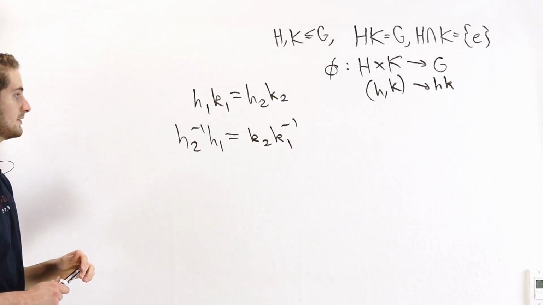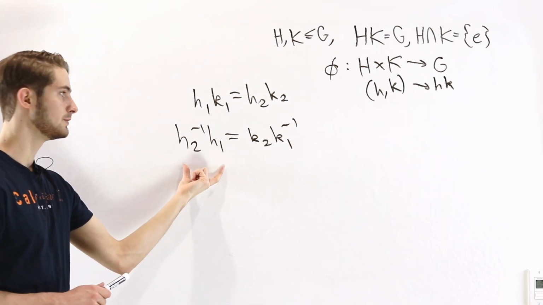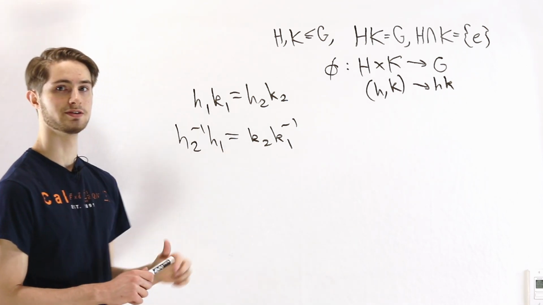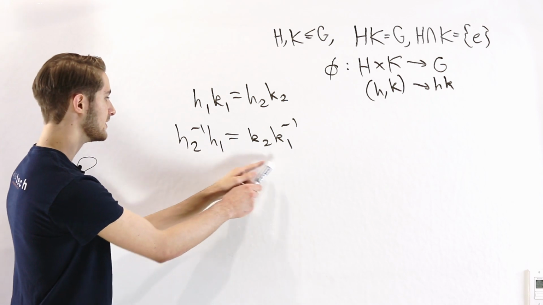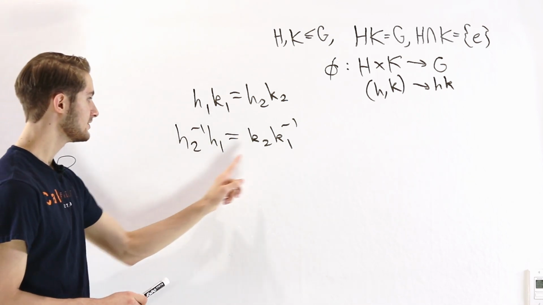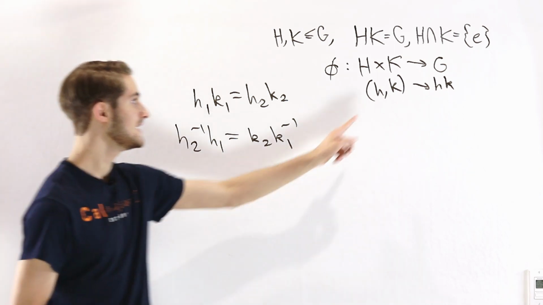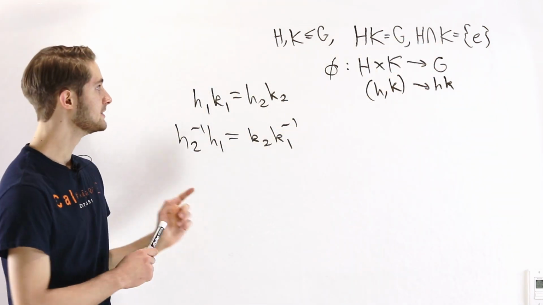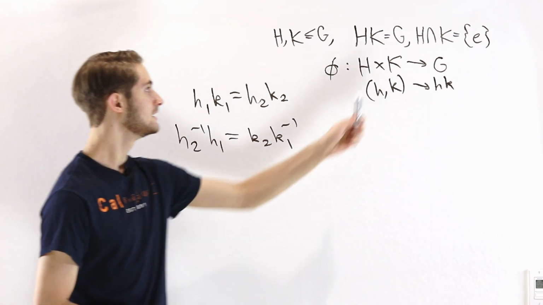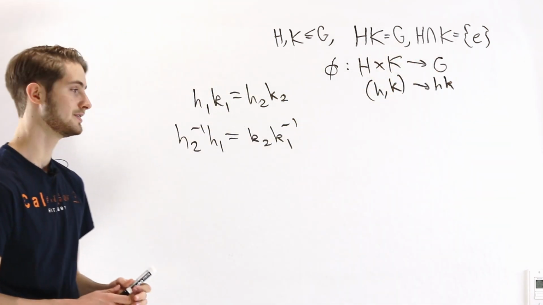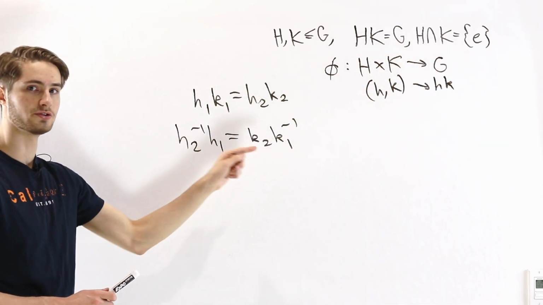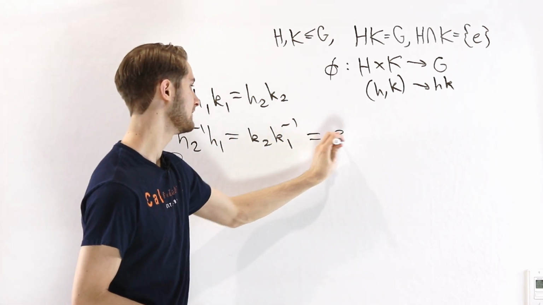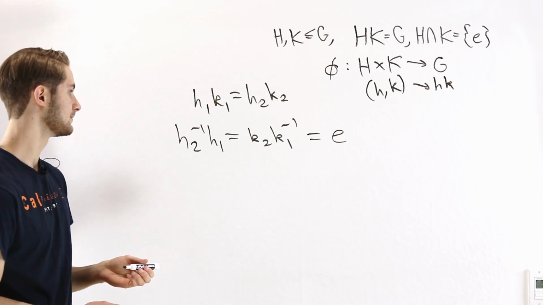Now here's the important thing. On the left side, we have an element of H. And on the right side, we have an element of K. So if these two are equal, then whatever this value is, it has to be in both H and K, meaning it's in H intersect K. But because H and K are complements, H intersect K is just the identity. So the only way an element can be in both H and K is if it's the identity element.